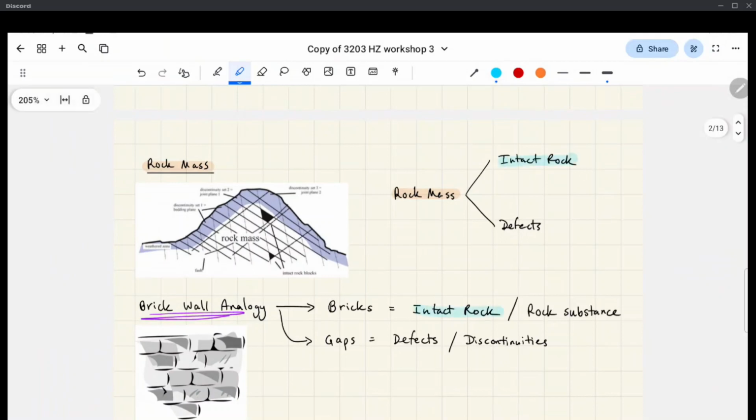and there's 2 words for this. It's either the intact rock or the rock substance. So if people are asking you to describe the rock substance, they're talking about, oh, that's like an igneous rock with these strength characteristics, etc. But for the gaps, those are called defects. And defects are about the gaps in this potential wall.